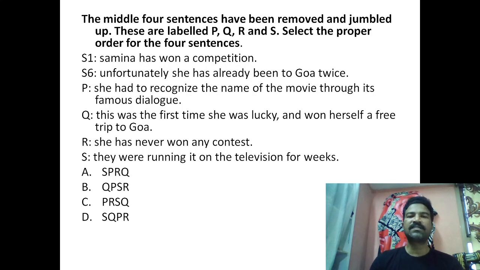The middle four sentences have been removed and jumbled up. These are labeled P, Q, R, S. Select the proper order for the four sentences. Let's begin with the first sentence of the passage. S1. Samina has won a competition. The concluding statement of the passage. S6. Unfortunately, she has already been to Goa twice. And the rest of the sentences are put into P, Q, R, S. Find out the correct combination of the letters so that you get a meaningful passage. Your time begins now.